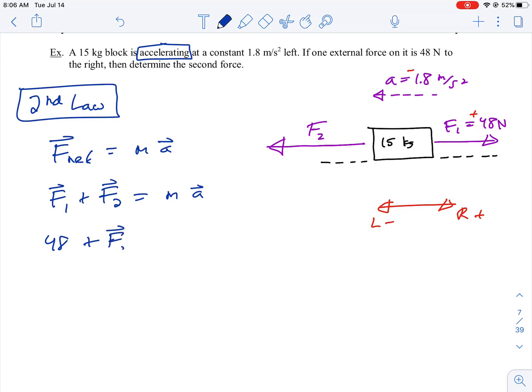plus F2 equal to, now notice mass is in kilograms. Do we want it in kilograms? And the answer is yes, we do. Kilograms is a standard unit for mass. So 15 is what we want. And the acceleration is negative 1.8. That's it. Now you just solve for F2.